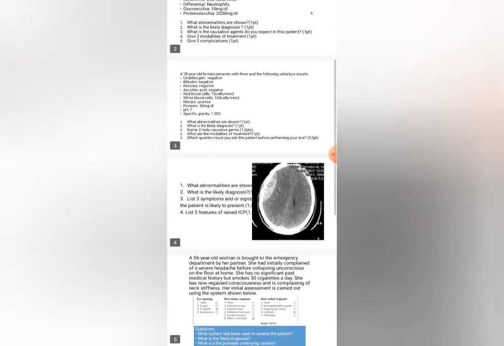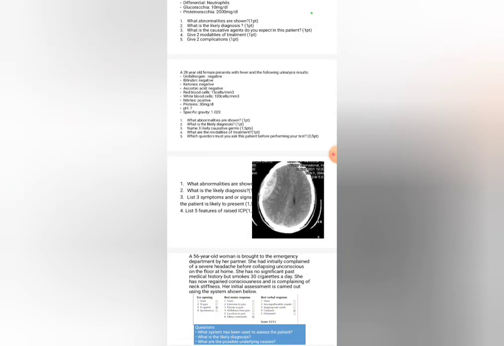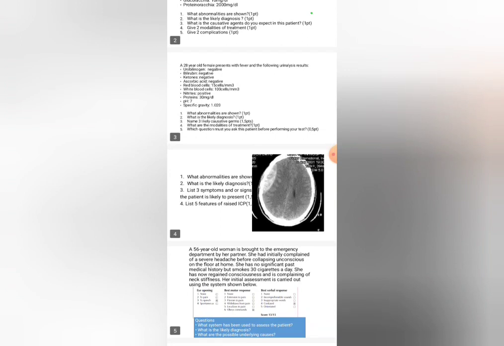And the last element now is the microscopy. For the microscopy, you analyze the gram stain. If it is gram positive diplococci, then you are going to say that it is Streptococcus pneumoniae. If it is gram negative diplococci, then it is Neisseria meningitidis. If it is gram positive coccobacilli, then you say it is Listeria monocytogenes. If it is gram negative coccobacilli, then the answer is Escherichia coli.